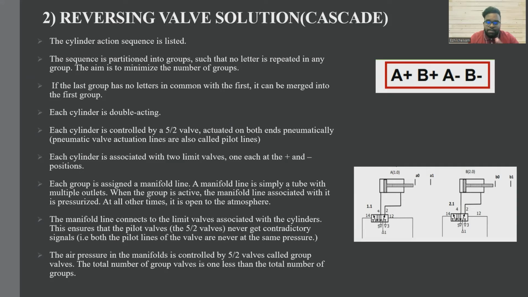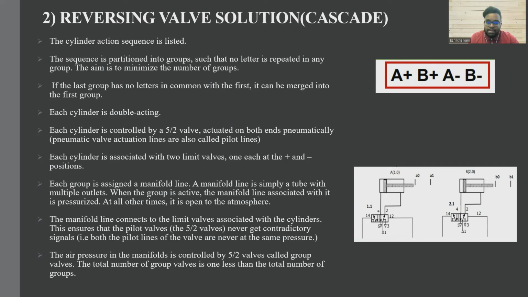Each cylinder has to be double acting. Each cylinder is controlled by a 5/2 valve actuated on both ends pneumatically. The pneumatic valve actuation lines are also called pilot lines. Each cylinder is associated with two limit valves, one each at the plus and minus positions.